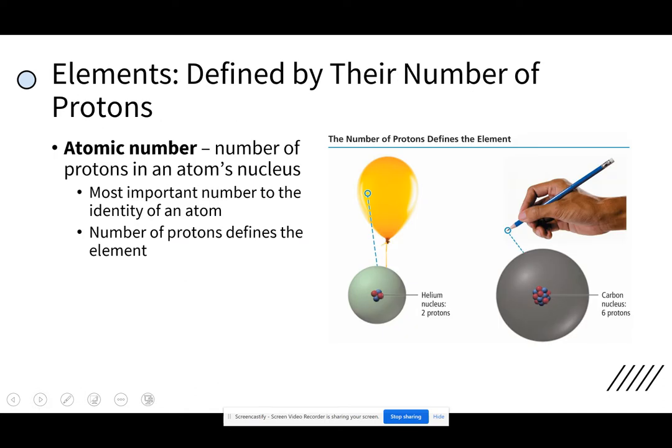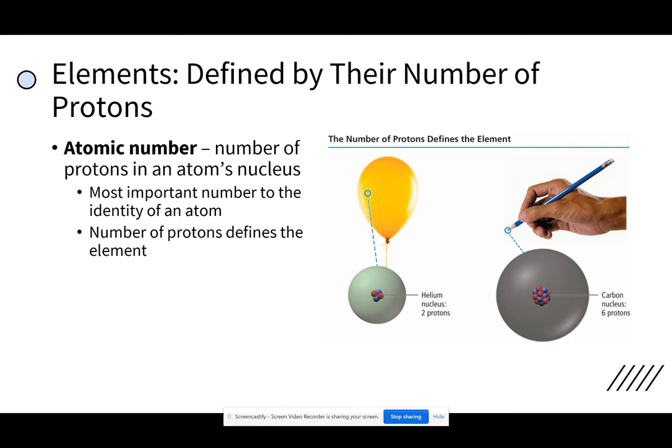So elements are defined by their number of protons. This is referred to as the atomic number. So the atomic number is the number of protons in an atom's nucleus. It is the most important number to the identity of an atom. You don't really want to use mass or anything like that to identify an atom because of something called isotopes, which we'll talk about in a little bit.